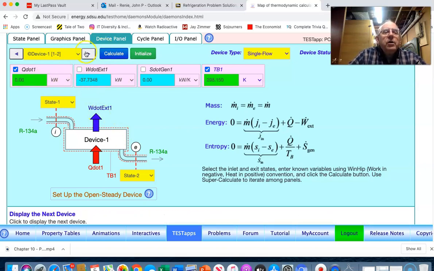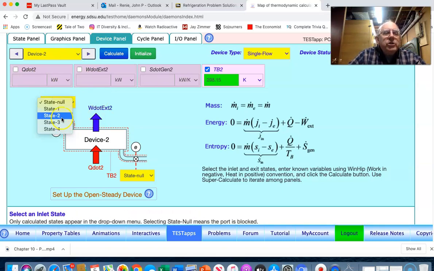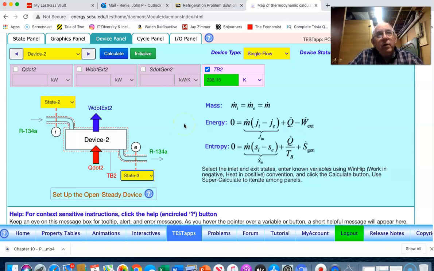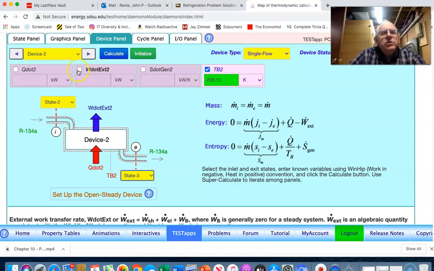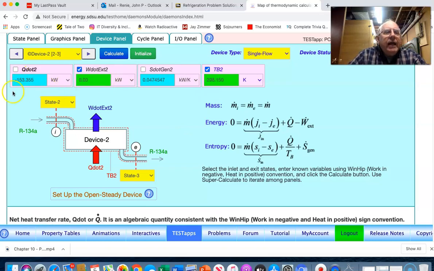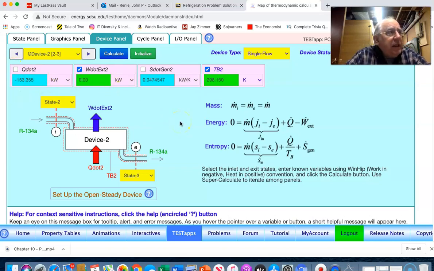That's our compressor. We then have our condenser, which is from 2 to 3. And again, this is where we have our heat transfer that we want to be at least 20 kilowatts. And so since there's no work being done, we see that it actually is 153.355. And so we need to reduce the mass flow rate down by a certain amount in order to then maintain or have this show up as 20 kilowatts.